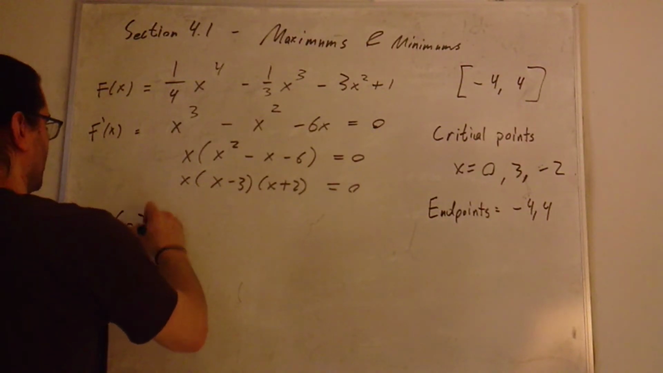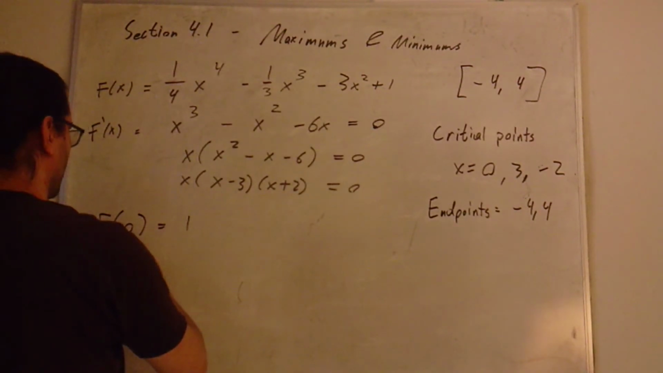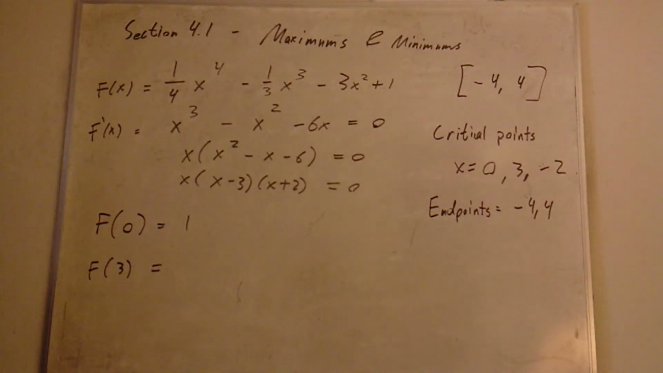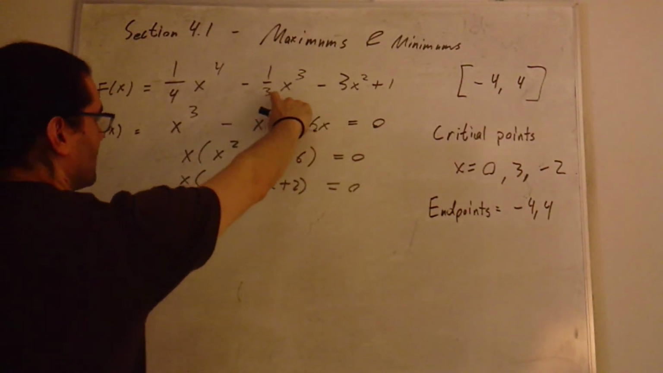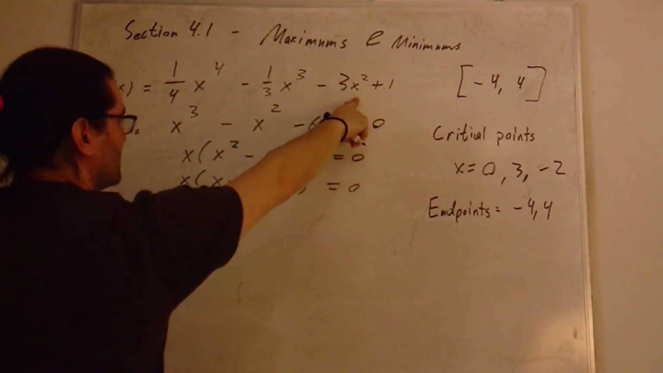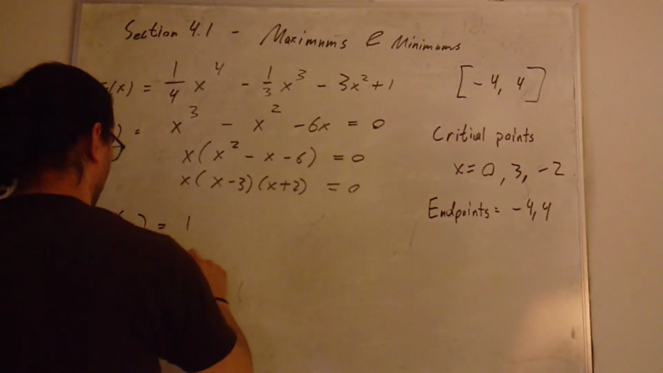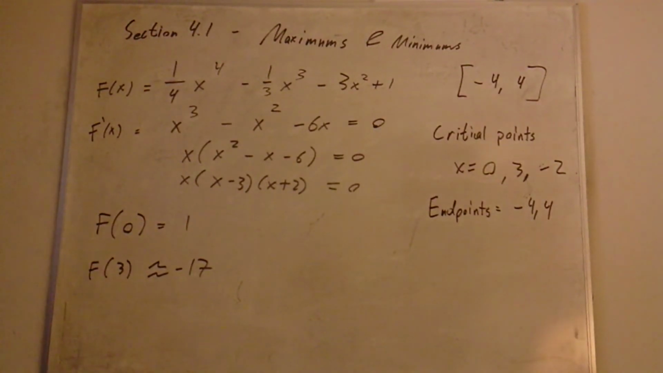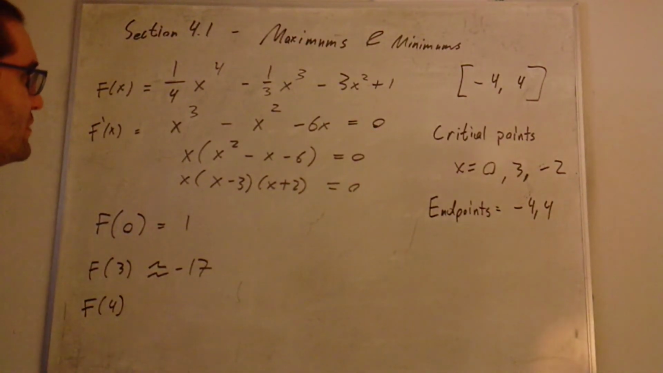I can start with f of 0. F of 0 is easy. That's just 1. F of 3 should be 1/4 of 81 is 20 and change. Minus 9 is 11 and change. Minus 27 is negative 16 and change, so negative 17-ish. I'm just going to do an approximation. Negative 17. I can find exact values if I had a calculator and or wanted to take my time with this, but I don't want to do either of those things.